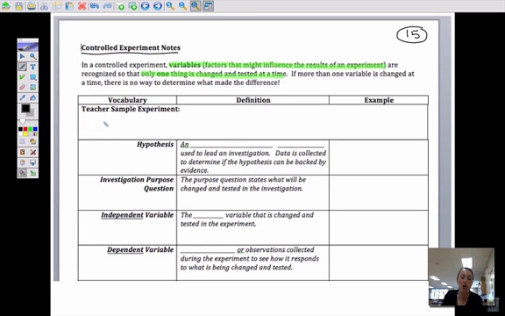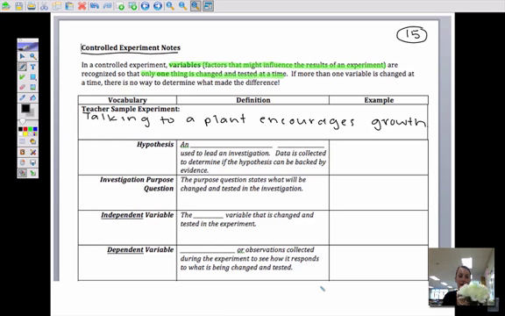So we're going to connect all our learning today to a sample experiment. And the sample experiment that I've done is I want to know if talking to a plant encourages growth. So I have me and my handy dandy plant, and I'm wondering if I talk to it, will it grow faster?